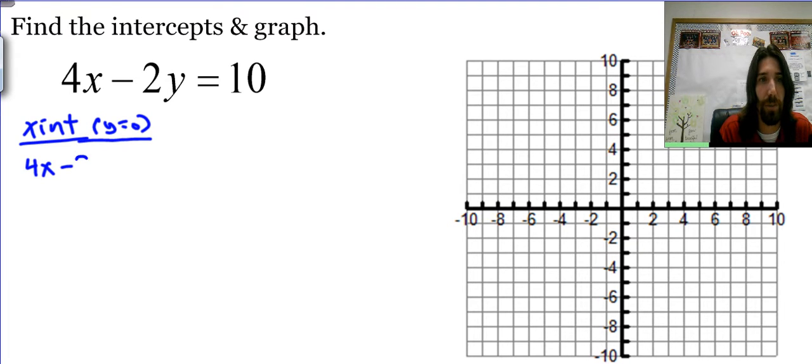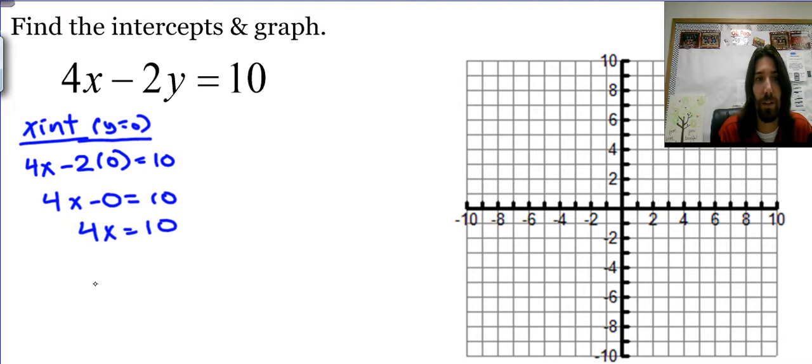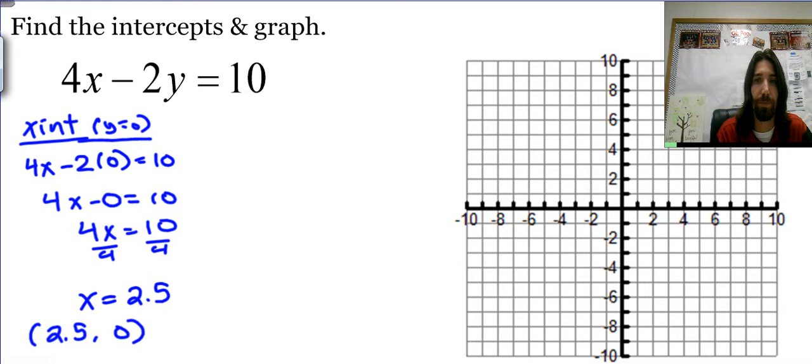So I have 4x minus 2, and instead of y, I'm going to plug in 0. 2 times 0 is 0. 4x minus 0 is 4x. And now I just have a linear equation. 4x equals 10. I'm going to divide both sides by 4. I'm going to get x equals, I can get a decimal, 2.5. I might get 5/2, depending on your calculator. So my x-intercept is 2.5, comma, 0. I'm going to plot that point because that's one of the solutions.